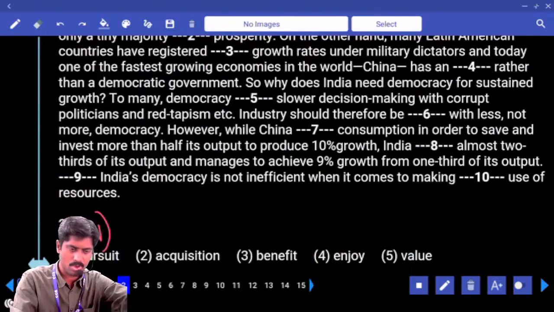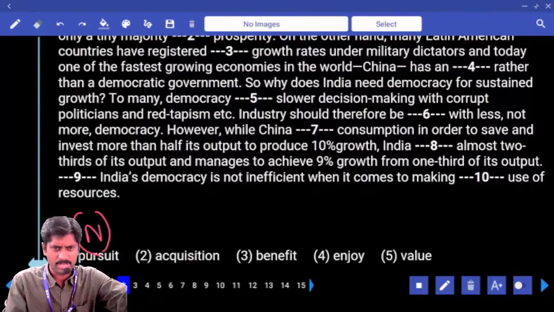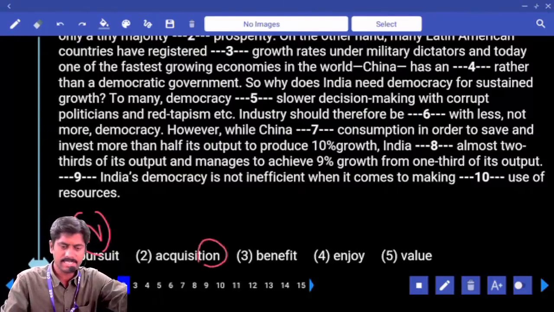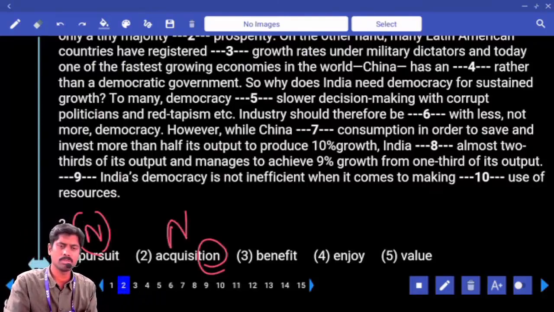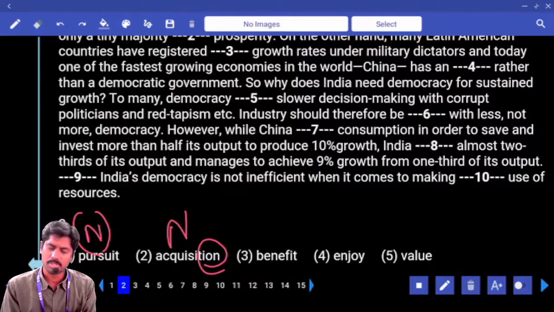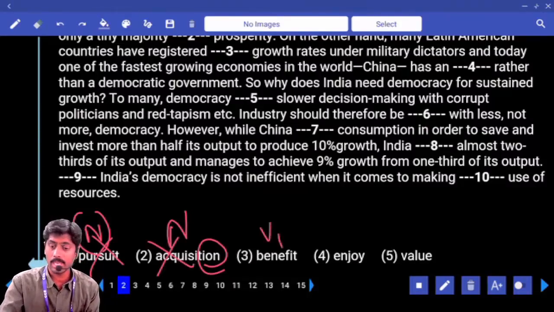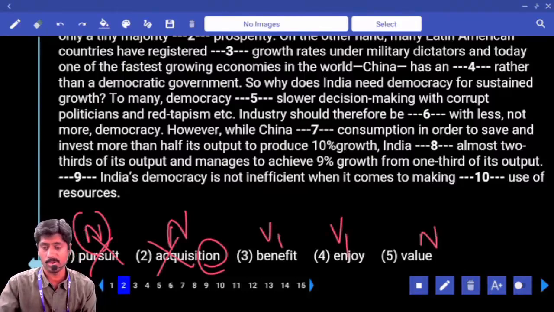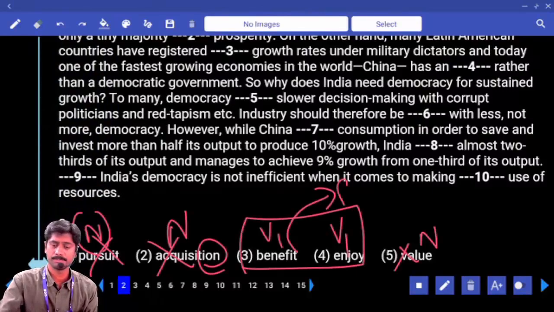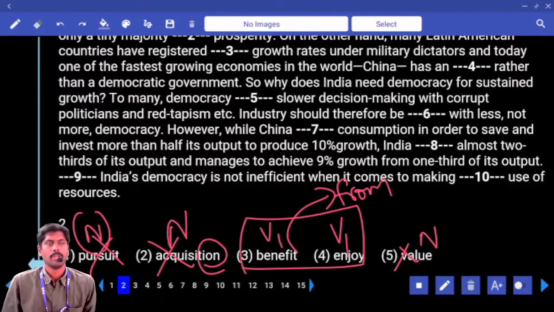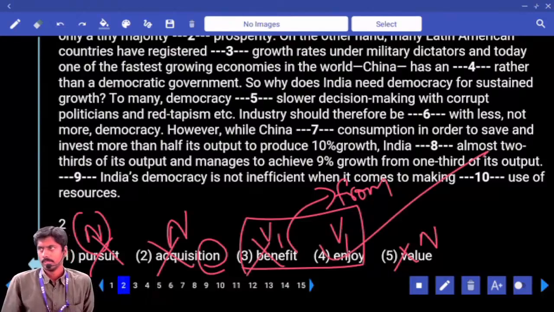Pursuit is a noun, not possible. Tiny majority, pursuit, prosperity, wrong. If a word is ending with ion, what is it? Noun. A noun is not possible because the subject is already a noun. Majority is a noun phrase, prosperity is a noun, not possible. Benefit, okay. Enjoy, okay. Value, noun, not possible. Answer 3 or 4. But if I am taking benefit, there should be from. A tiny majority benefit from prosperity. From is not there. Only enjoy.